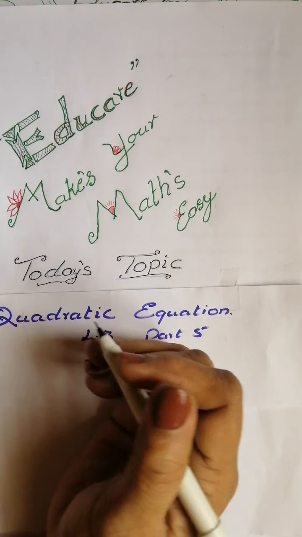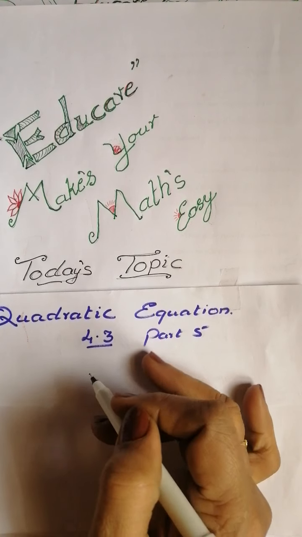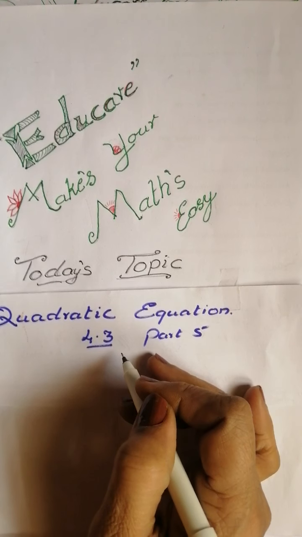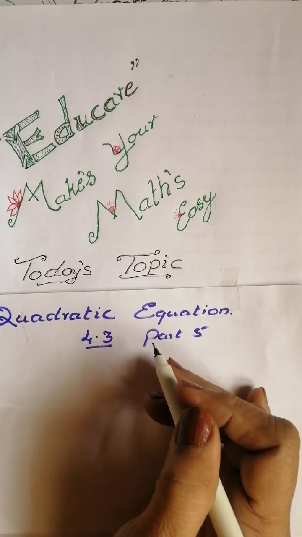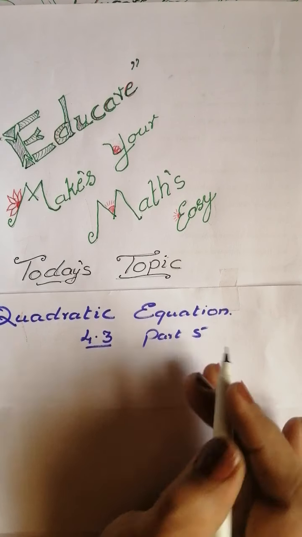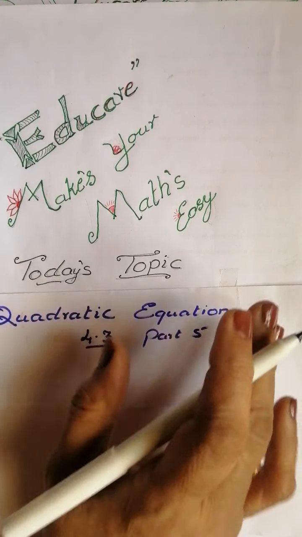Hello students. Today we are going to do quadratic equation exercise 4.3. Okay, that is completing the square. So in that exercise we have to factorize a quadratic equation by completing the square.